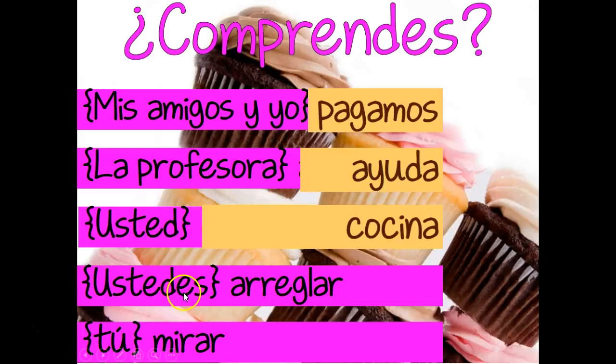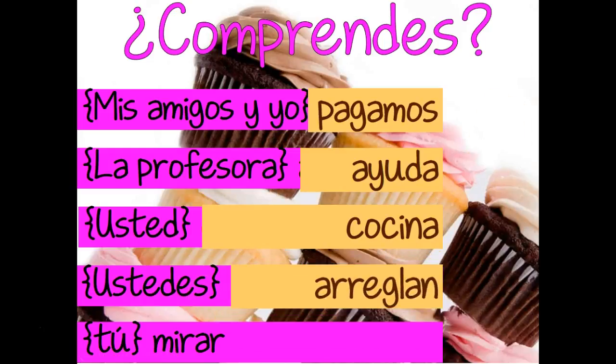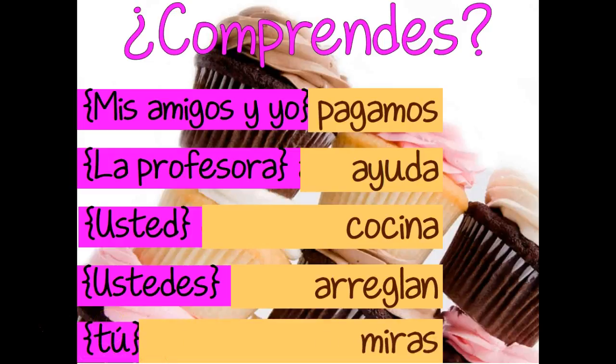Ustedes is on the plural side of the verb chart. It's with ellos and ellas, and so we are going to change it to arreglan. And finally, we have tú. We are going to change it to miras.